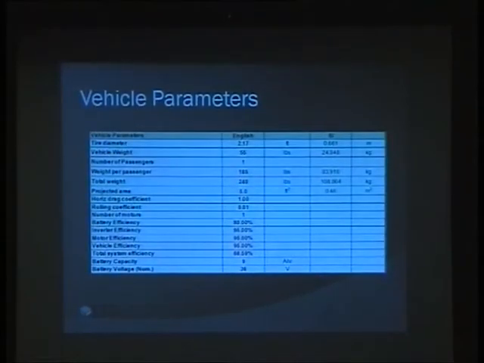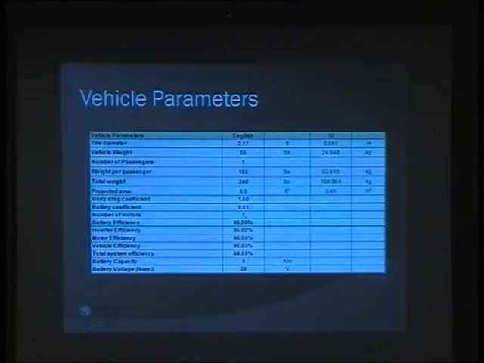These are the vehicle parameters. Your vehicle weight is 55 pounds or 25 kilograms. You have one passenger, weight of the passenger is 185 pounds, total weight is 240. Then you have something called projected area. When you're riding a vehicle, you know your projected area to the wind, right? We assume 5 square feet. What is your horizontal drag coefficient? What is your rolling coefficient?